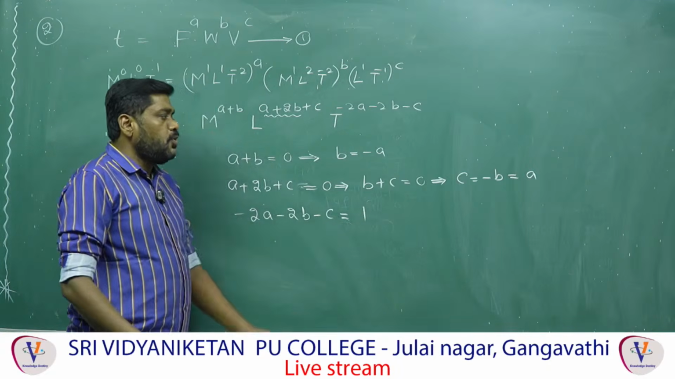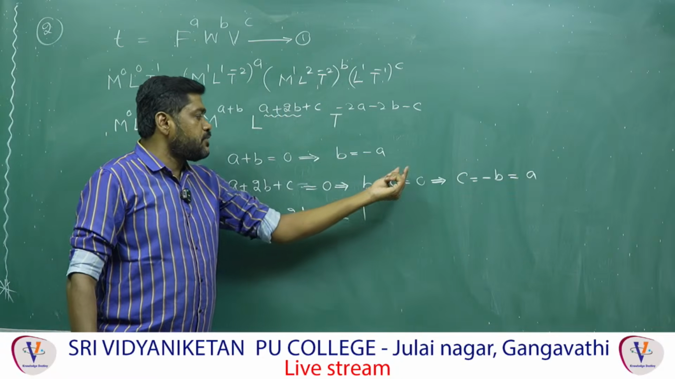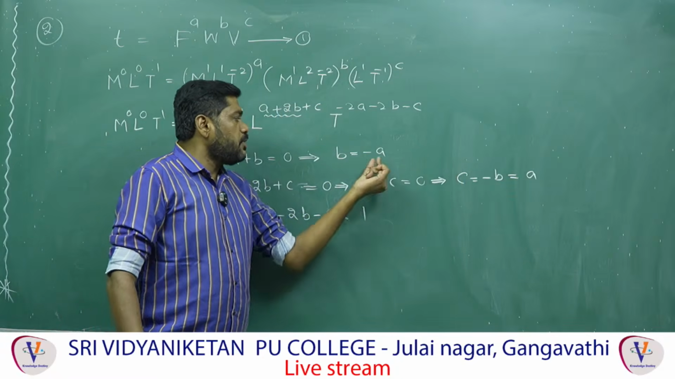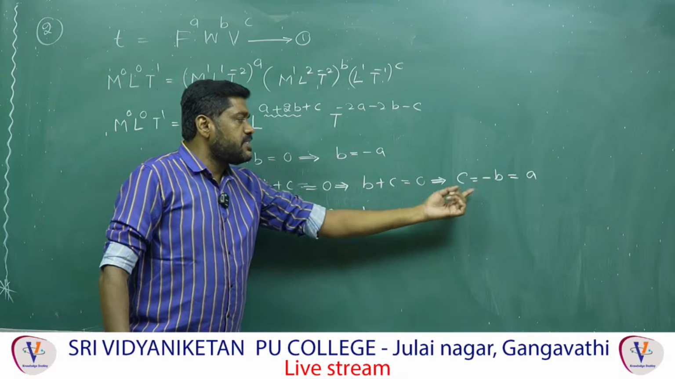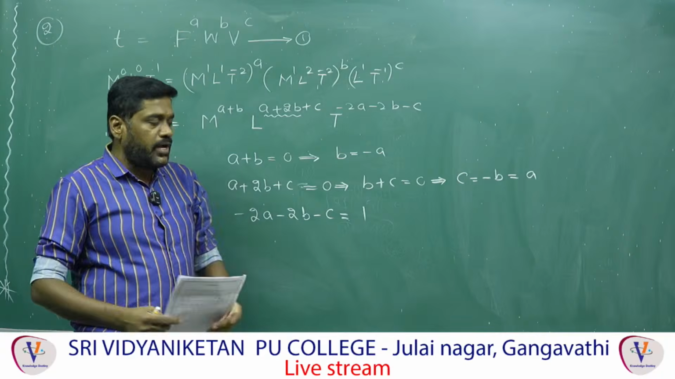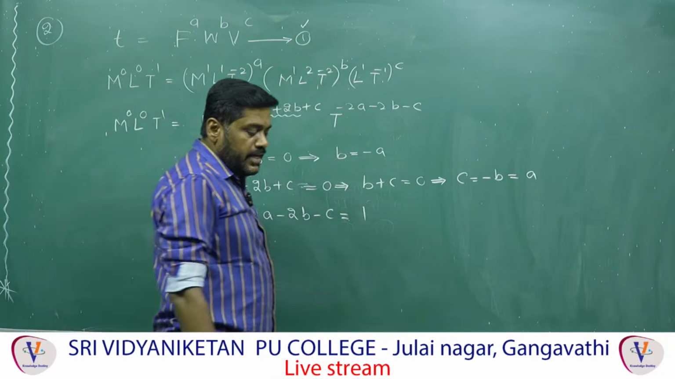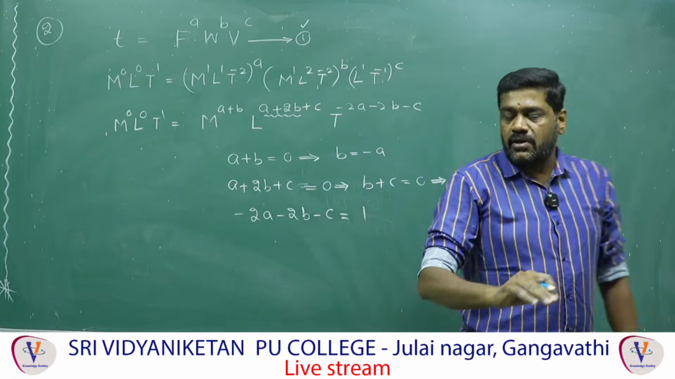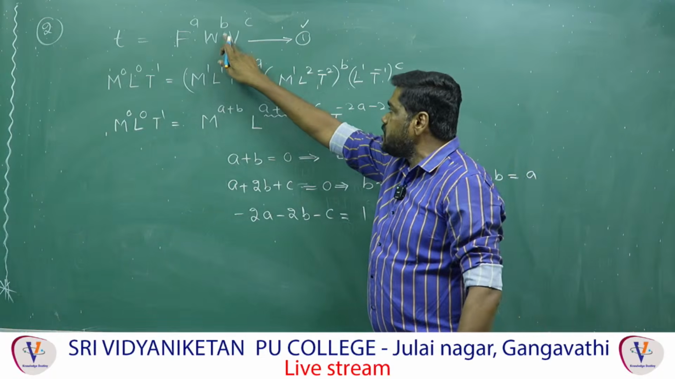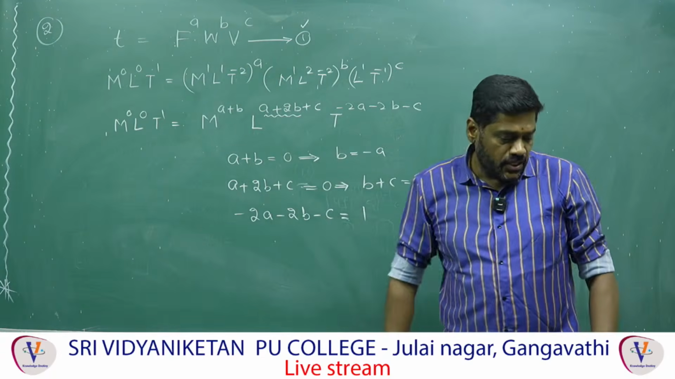Now here c is equal to minus b is equal to a. In place of b you substitute minus a, and in place of c you substitute a. After simplification you will get the a, b, c values. Substitute those values in equation number 1 and you will get the answer. What force power is, what work power is, and what velocity power is, you will get by solving these equations.